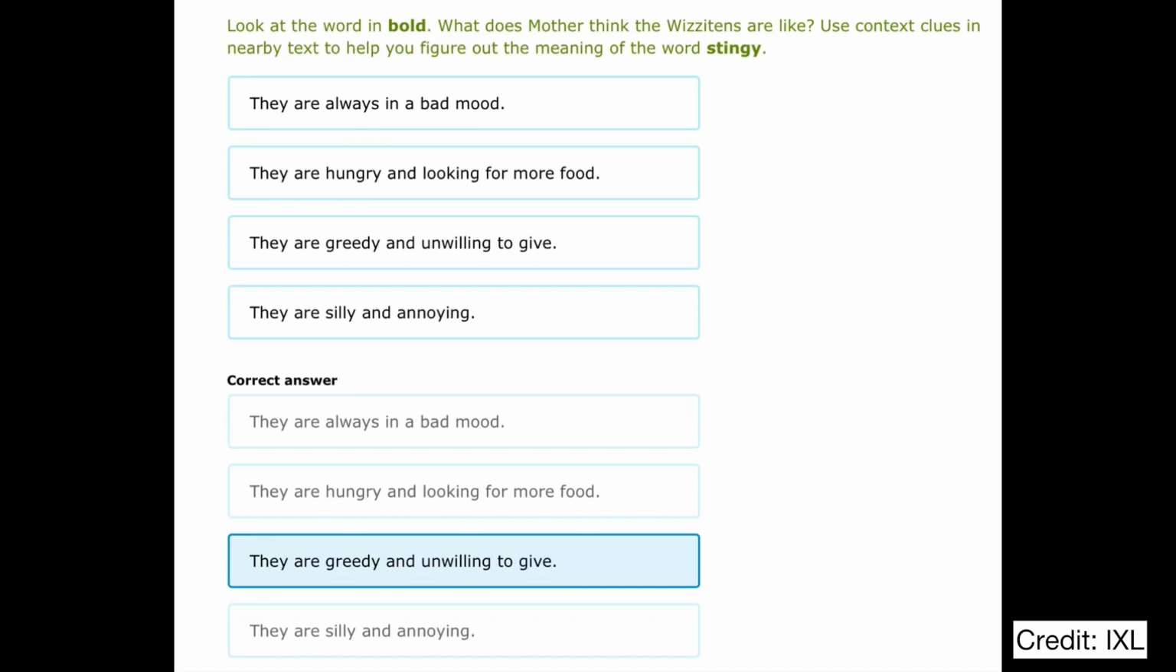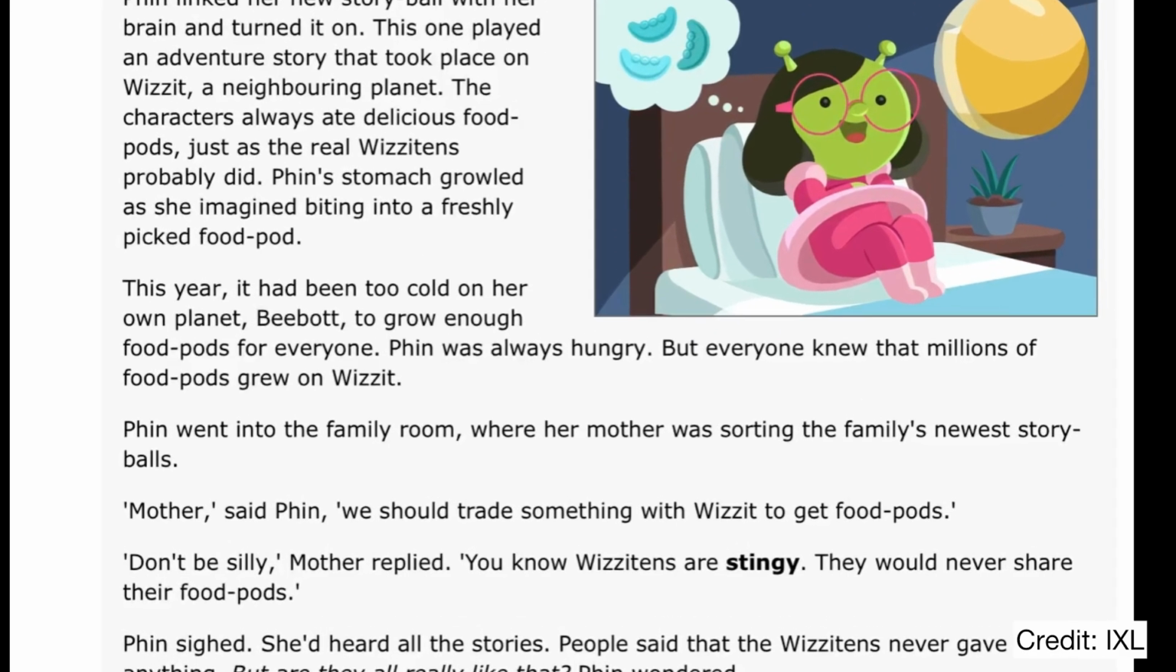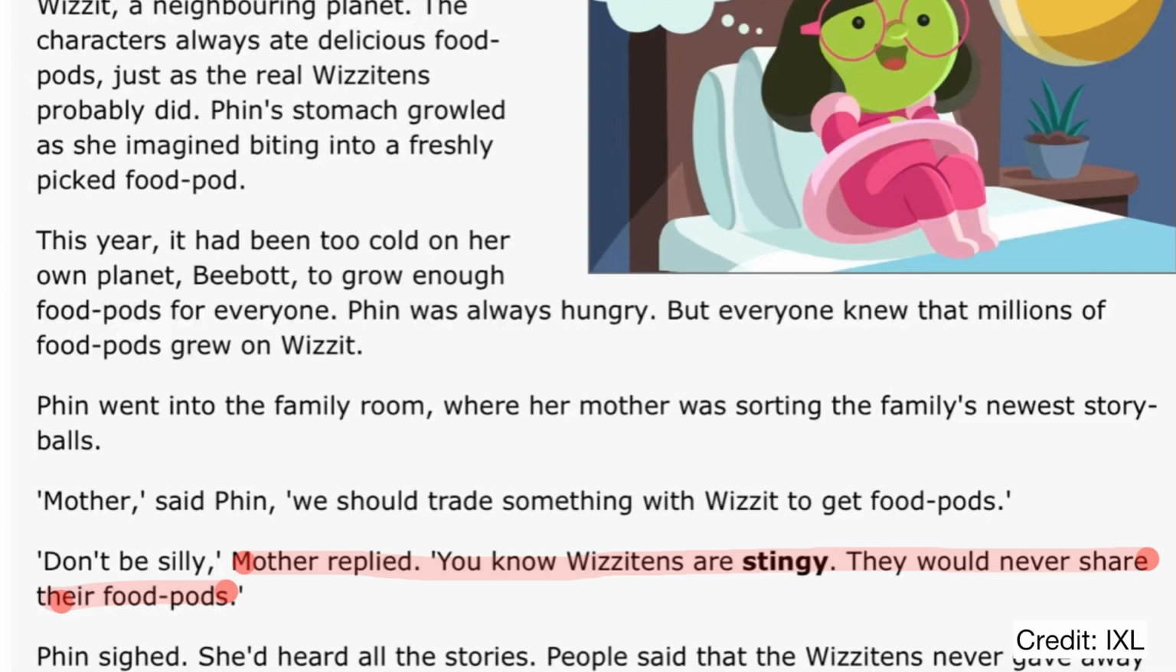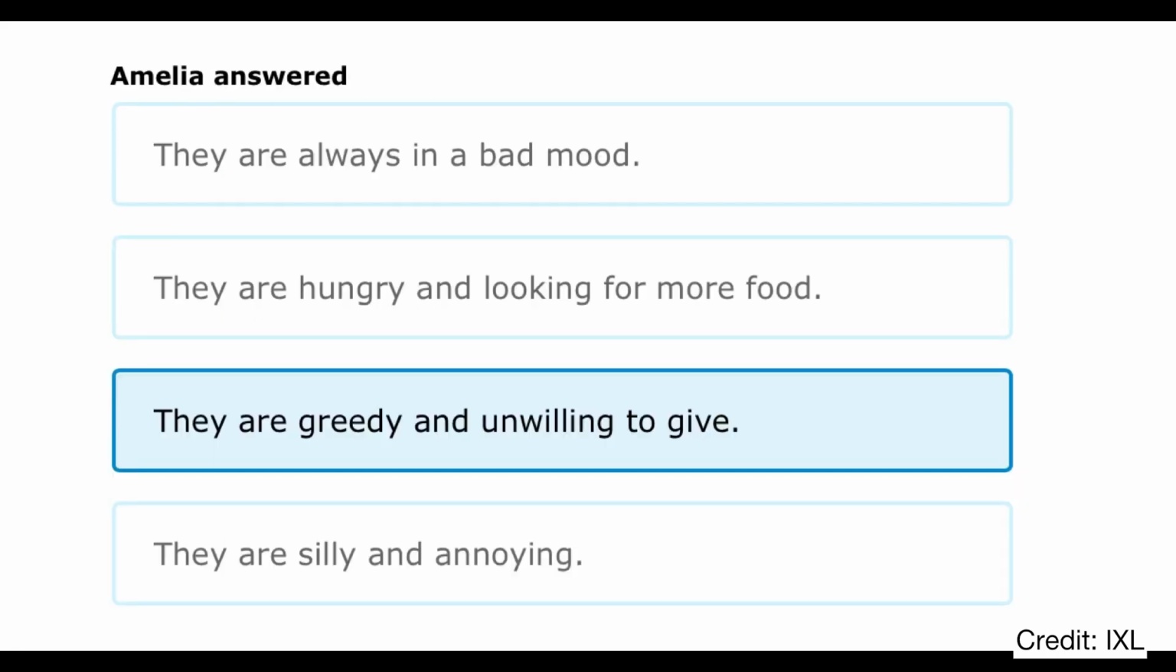In this story, these context clues helped me figure out the meaning of the word stingy. The context clues are they would never share their food pods and the Wisitons never gave away anything. Using these context clues, I guessed that stingy means unwilling to give. So Finn's mother thinks the Wisitons are greedy and unwilling to give.